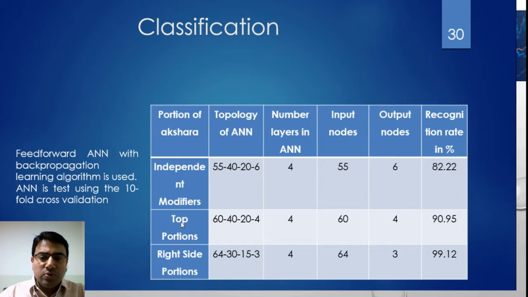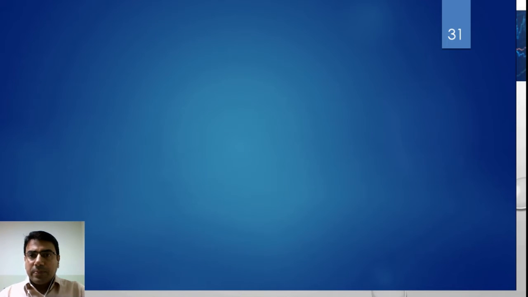Similarly, for the top portion, we use a topology consisting of an input layer of 60, then 40, 20, and 4 neurons in the output layer. And for the right side portion there is also a topology with four layers, and the input layer consists of 64 and the output layer consists of three output nodes.